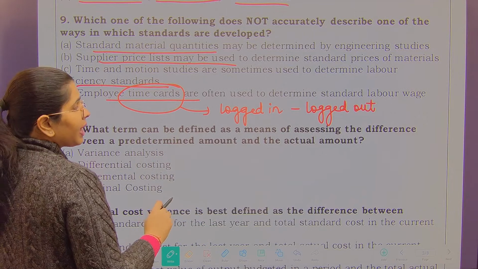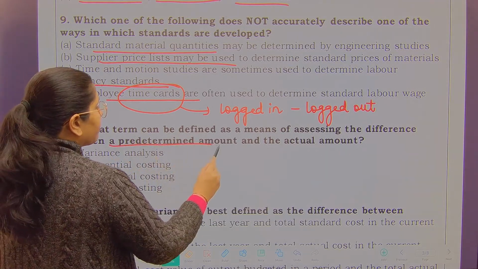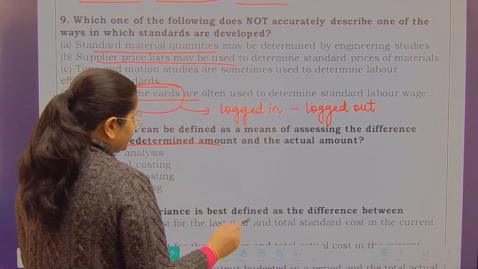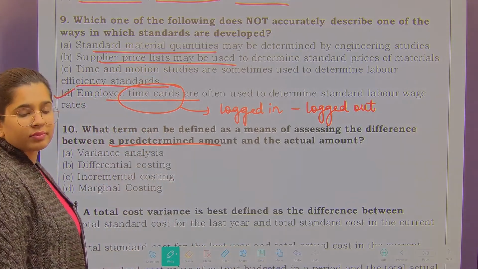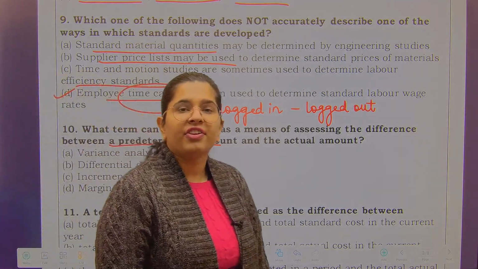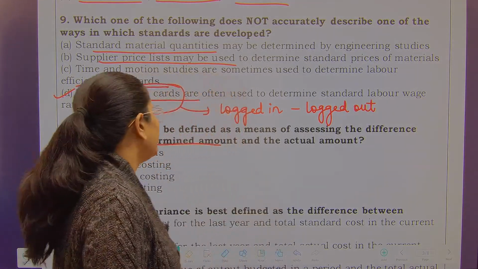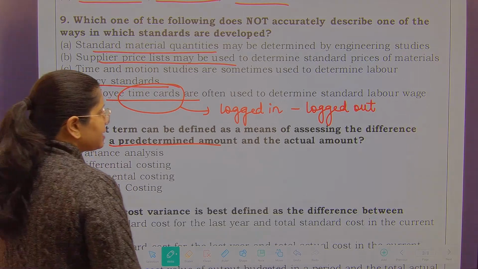Next is, what term can be defined as a means of assessing the difference between a predetermined amount and the actual amount? So what do we do under standard costing? That's what we do, right? We find out the difference between the actuals and standard, and we call it variance. What do we call it? Variance analysis.